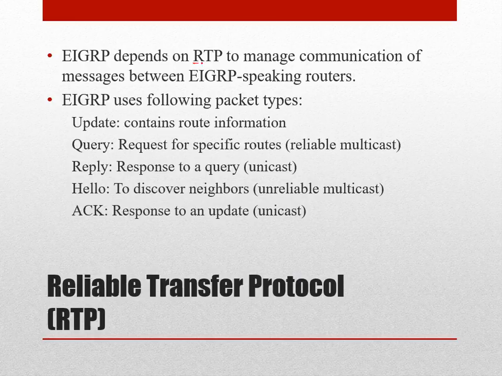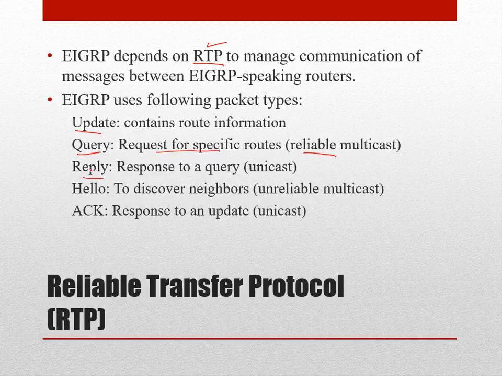It depends on RTP, which is the Reliable Transport Protocol. Again, it's another proprietary thing. It uses it to manage the communication of the messages between the EIGRP routers. The packet types: we can have an update packet and a query. An update contains the route information. A query is when you request routes. If you've not been getting something, or if it loses a route, it can use a query in order to get it. And it's a reliable multicast.